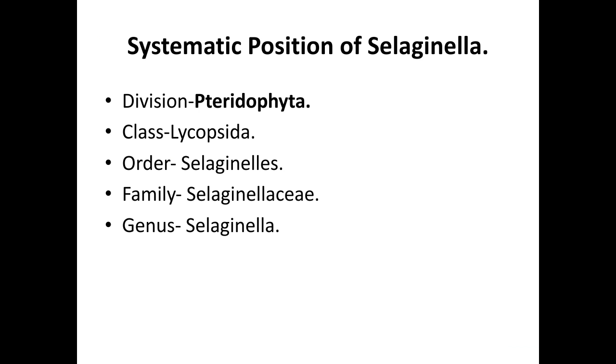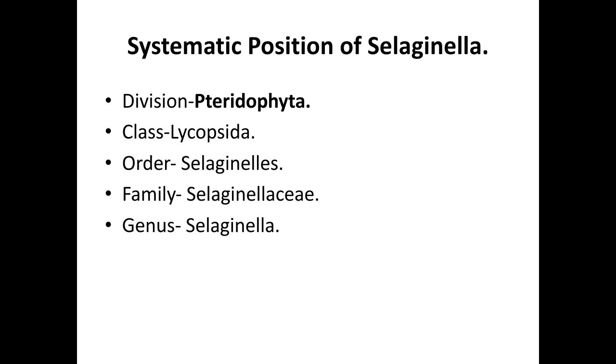Next, systematic position of Selaginella. Now this Selaginella belongs to division Pteridophyta. Plant body is differentiated into root, stem and leaves. True roots are present in place of rhizoids. And sporophyte is independent of gametophyte for its nutrition. And the vascular tissue is present. It means xylem and phloem, the conducting elements, are present in case of Pteridophyta.